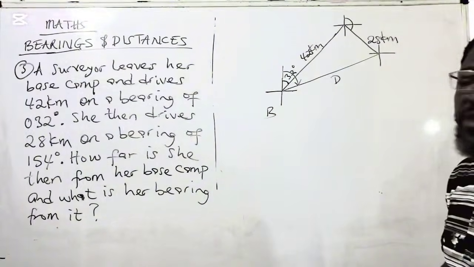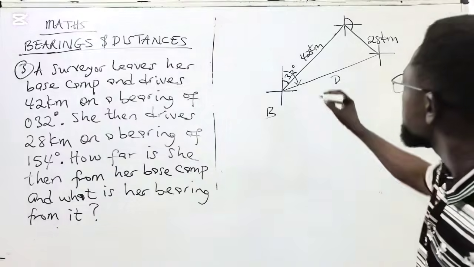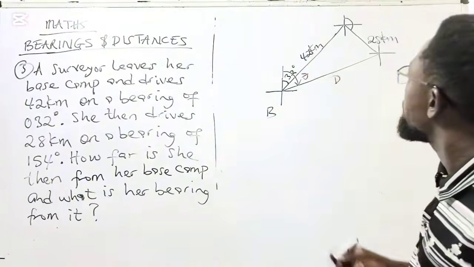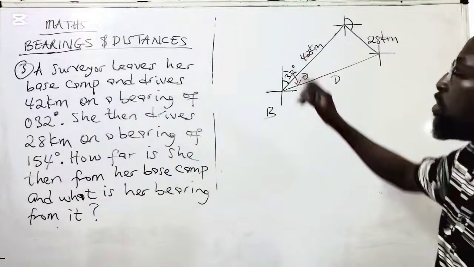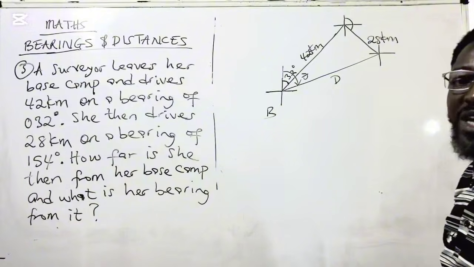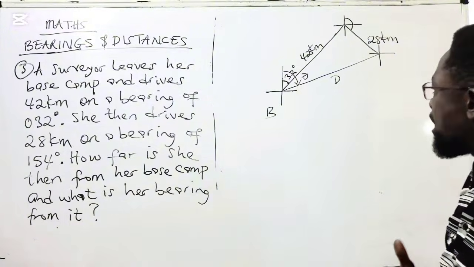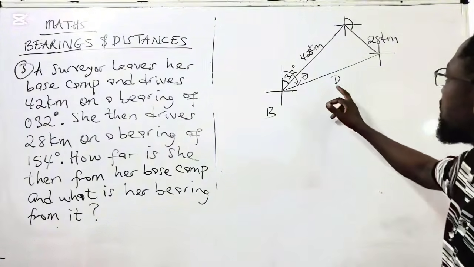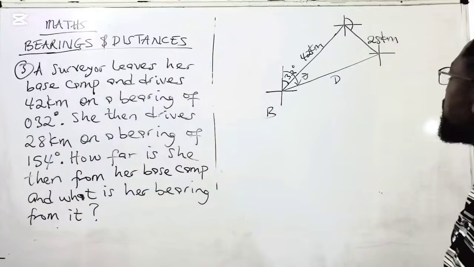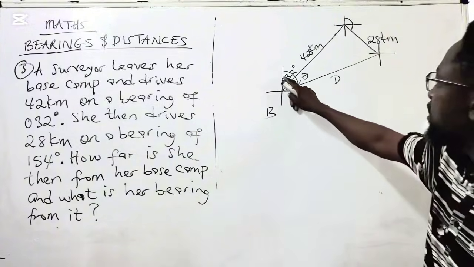That's her bearing from the base camp. So that means I'm going to get this value of theta and add it to 32. That will give me the bearing from the base camp. So the first thing is for me to get the distance. Now for the bearing, yes, 32.